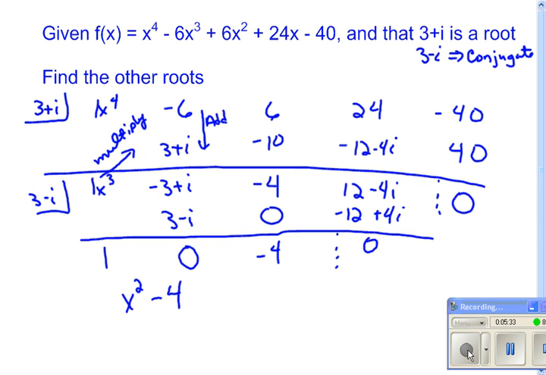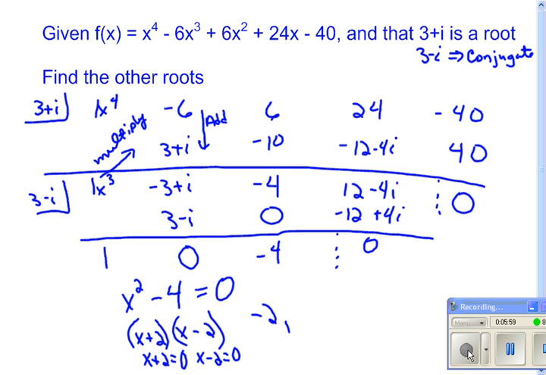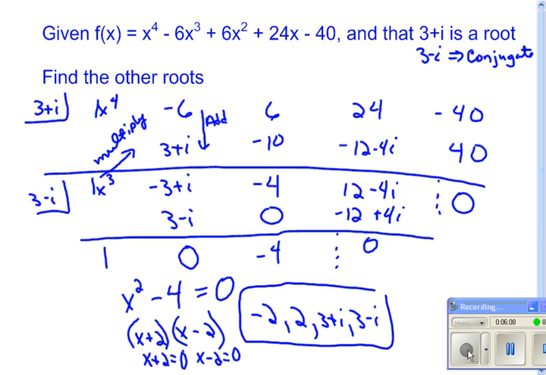And we want to find the other roots. So we're setting this polynomial equal to 0. And we're either going to factor it or use the quadratic formula. Well, we can factor this one. x and x, 2 and 2, plus and minus. So x plus 2 equals 0, and x minus 2 equals 0. Our last two roots are negative 2 and 2. The first two roots are 3 plus i and 3 minus i. Those are our 4 roots, and we know there were 4 answers because it was an x to the fourth power.